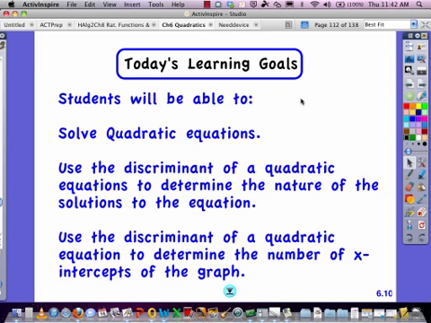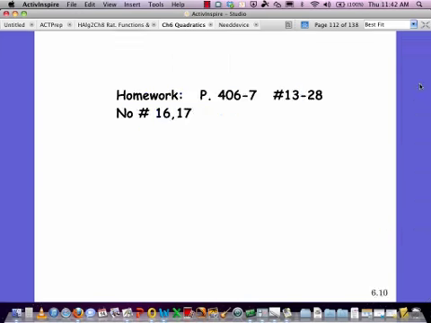Okay, today we have our last section of Chapter 6, dealing with analyzing solutions to quadratic equations. We've been solving quadratic equations, but now we're going to use something called the discriminant to help us do that, to determine the nature of the roots and also how many x-intercepts we have on our graph. So to do that, we have quite a few things to look at, so let's get started.